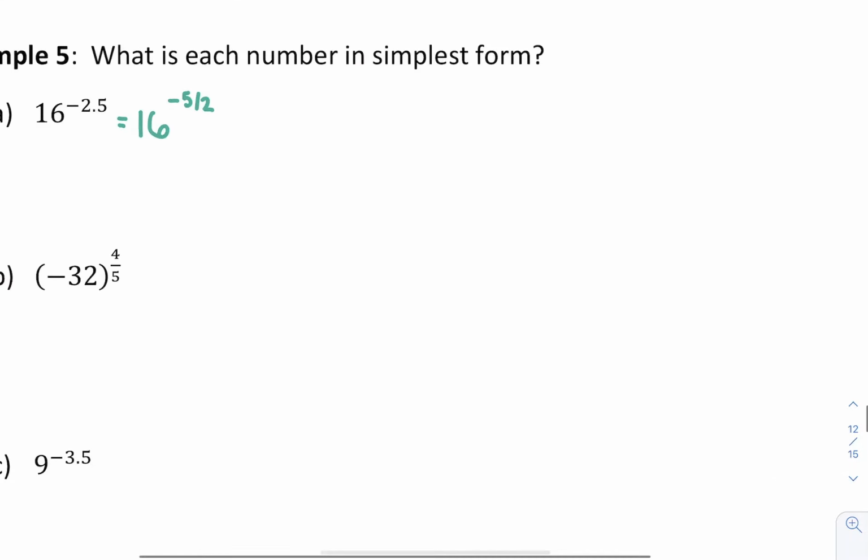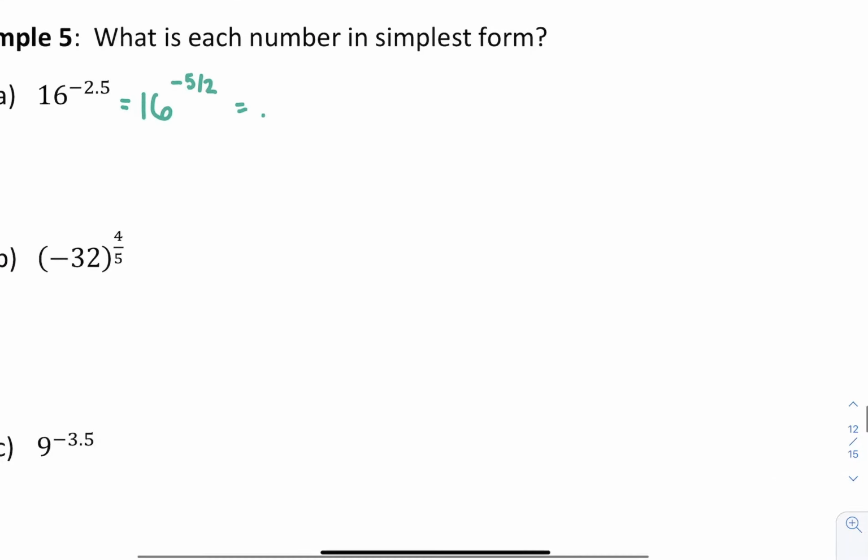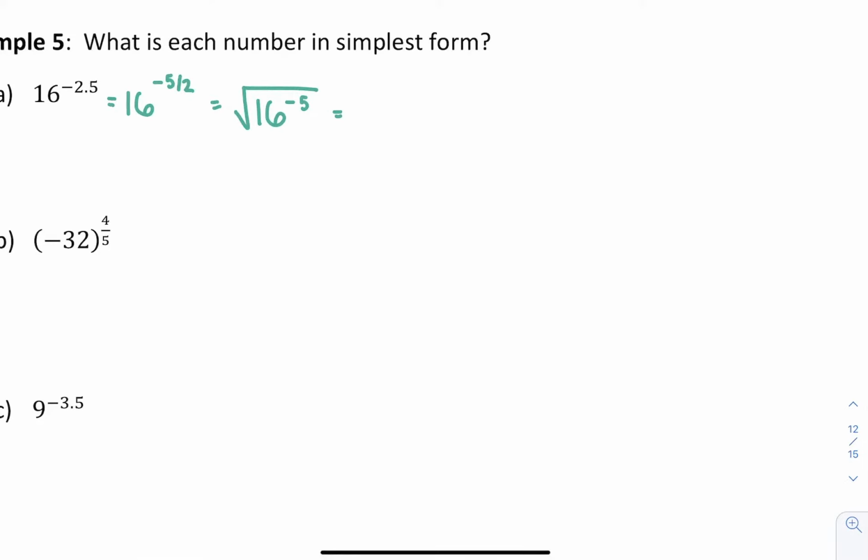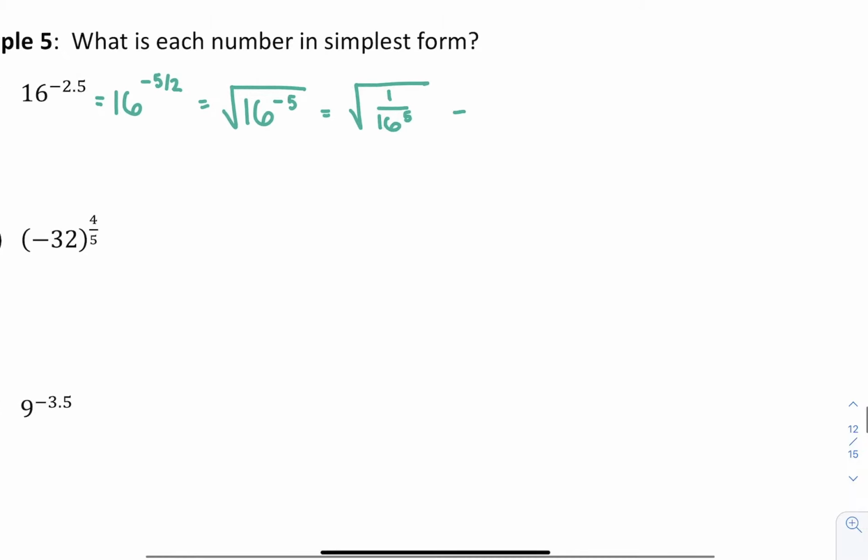So let's try to rewrite this as a radical. This is the square root of 16 to the negative 5th. Now, I don't really know how to deal with the negative exponent right there, so I'll put it in the denominator. I'll make this the square root of 1 over 16 to the 5th, which is the square root of 1, which is just 1, over the square root of 16 to the 5th.